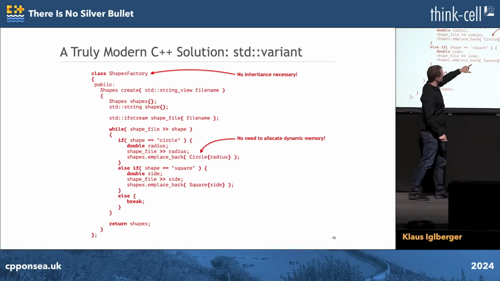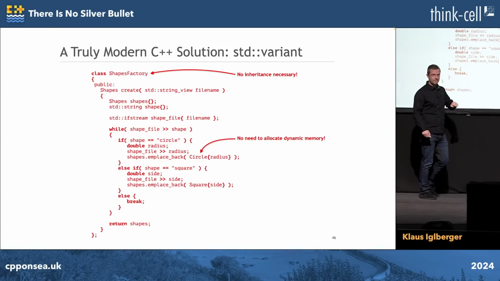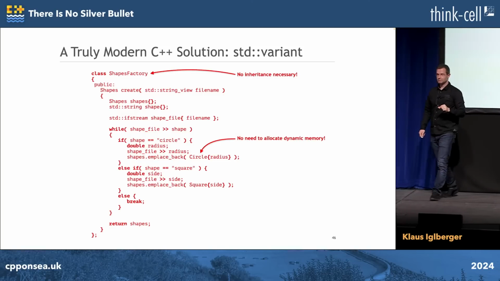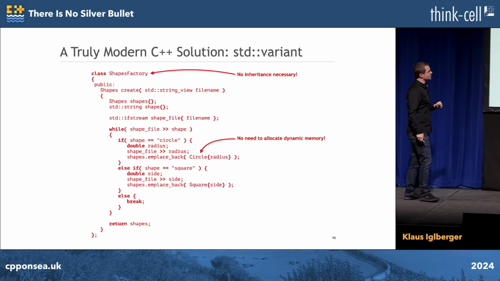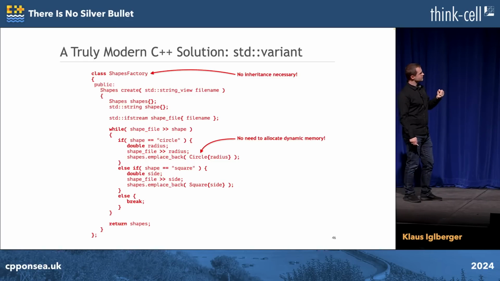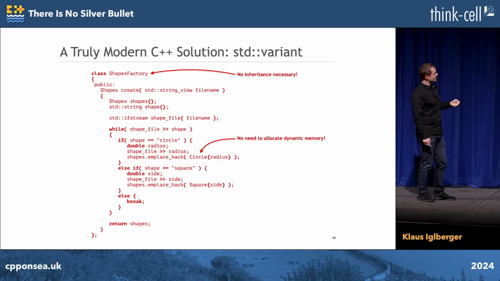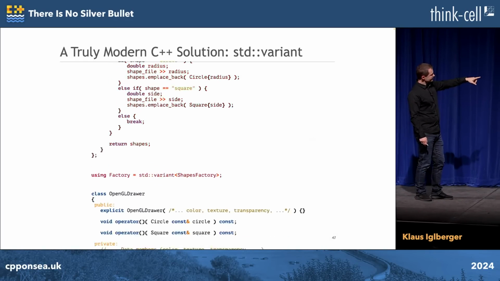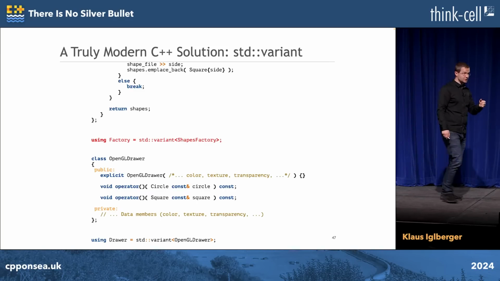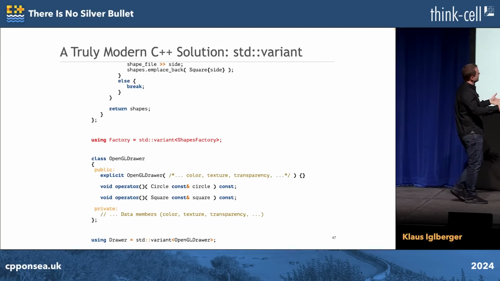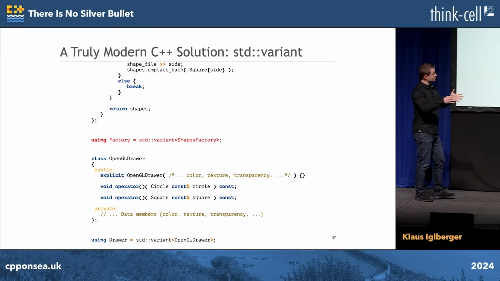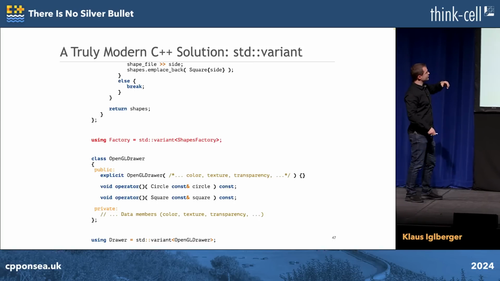I emplace circles, I emplace squares, and that's it. No dynamic memory allocation anywhere. Values, value semantics. All right. And one more opportunity to create a variant, right? So we have a variant of factories. That's what I just shortened to factory.